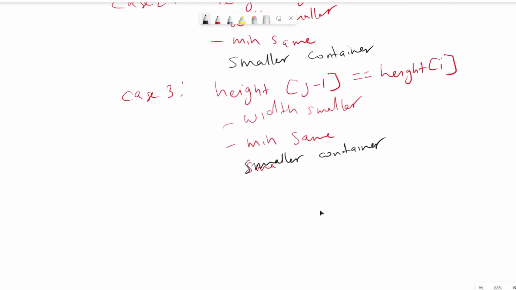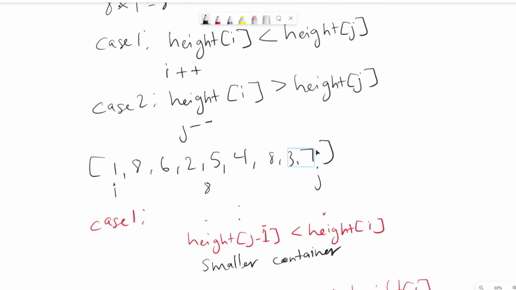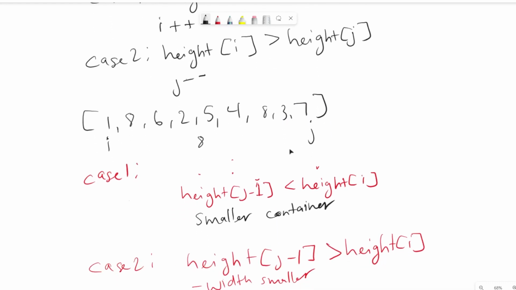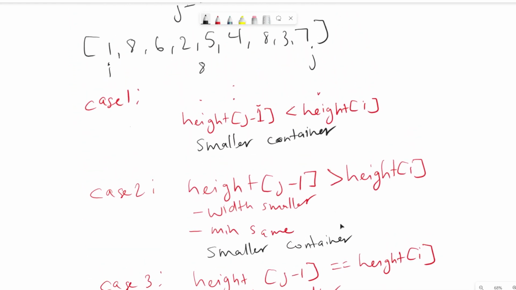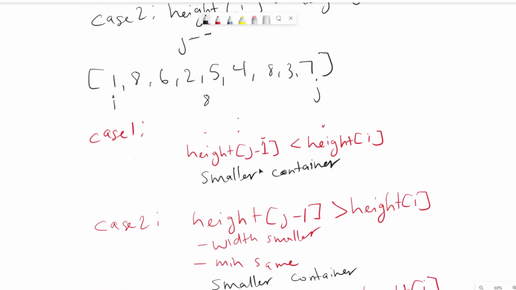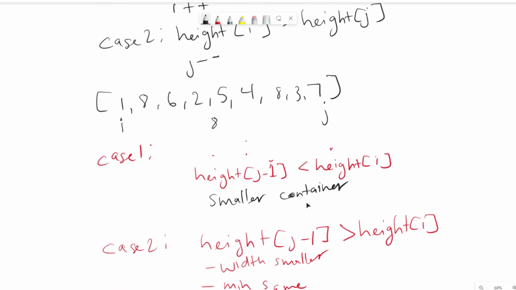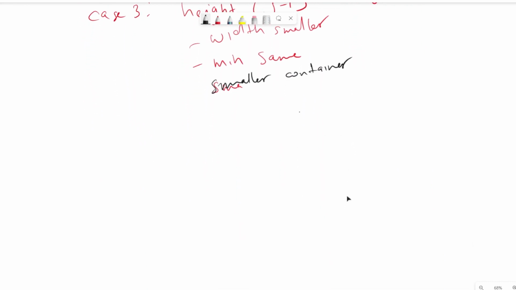And due to this, when we increment the pointer that essentially has the bigger height, in no possible case do we get a container that is bigger. It's just not possible. However, now let's go through the cases of incrementing the pointer with the smaller height.